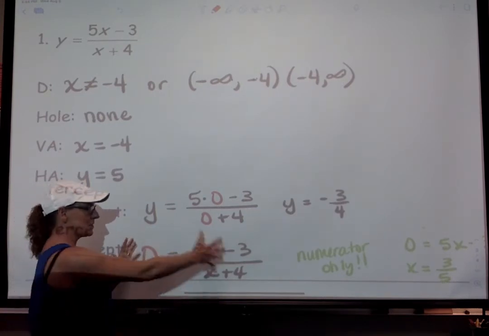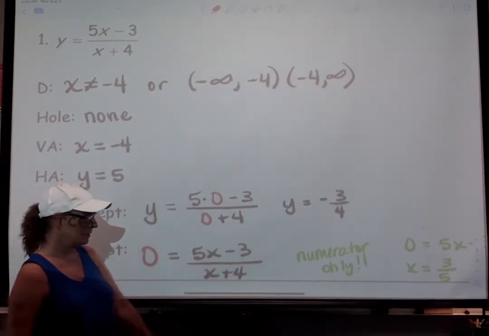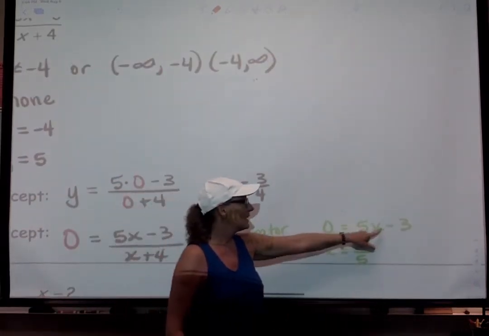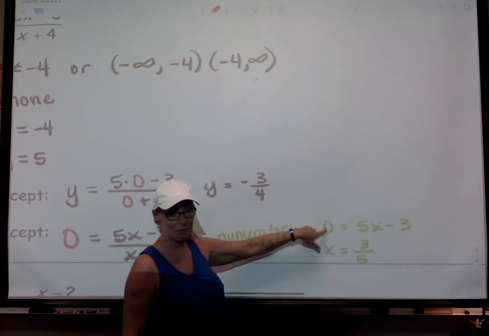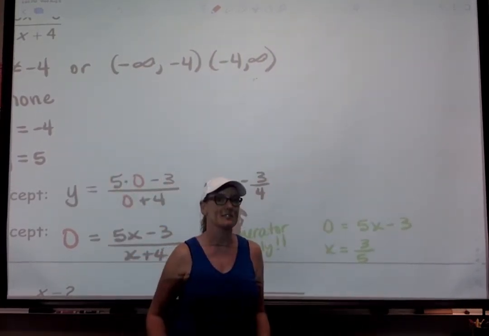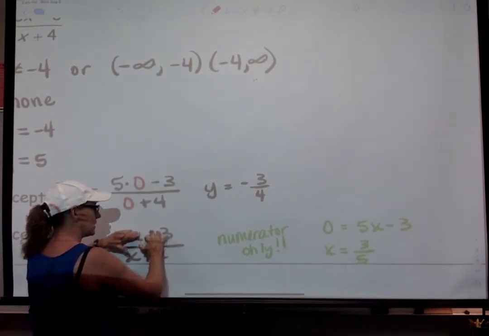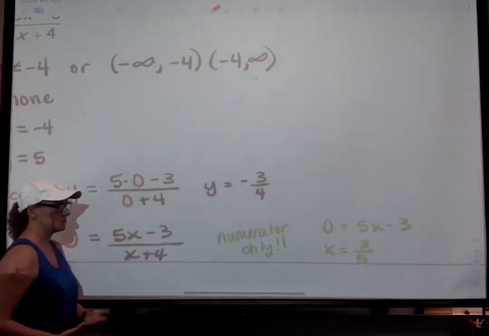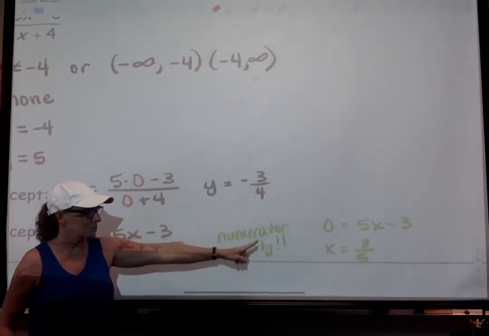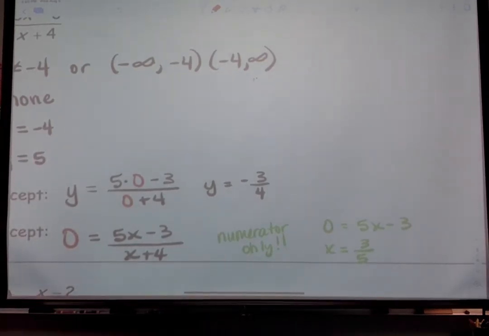So how do you make this work? Just focus on your numerator. Get your numerator to be 0. Then your fraction is equal to 0. So focus on the numerator only. Solved it. X equals 3/5. That's my x-intercept. So here's what I'm going to do.